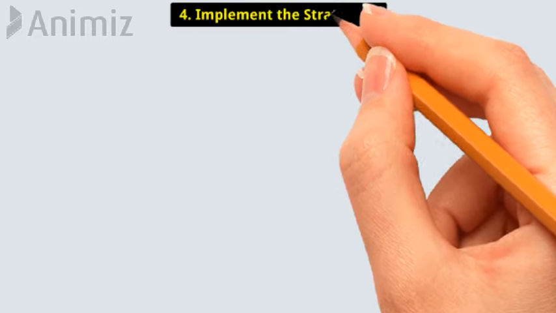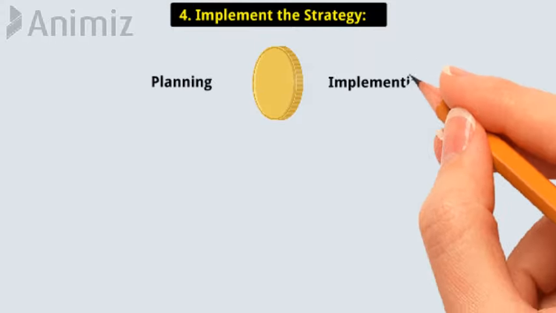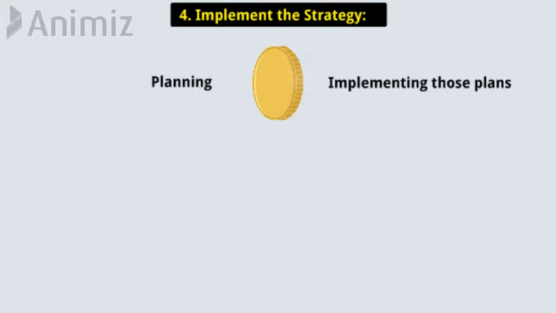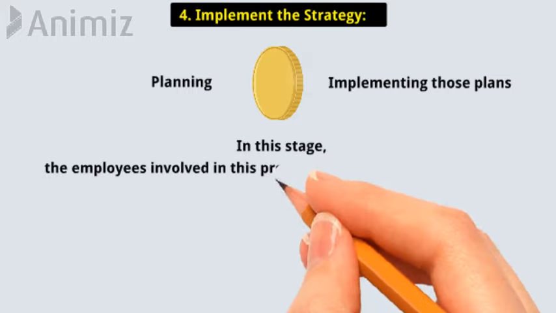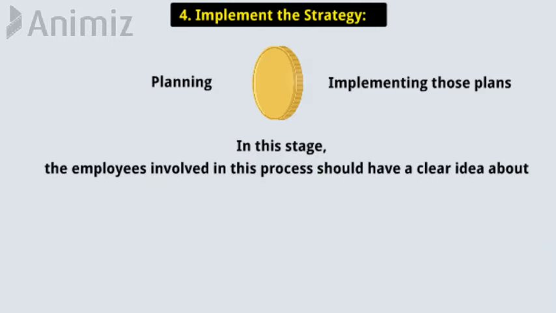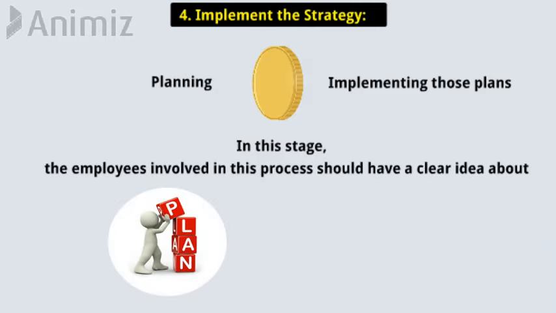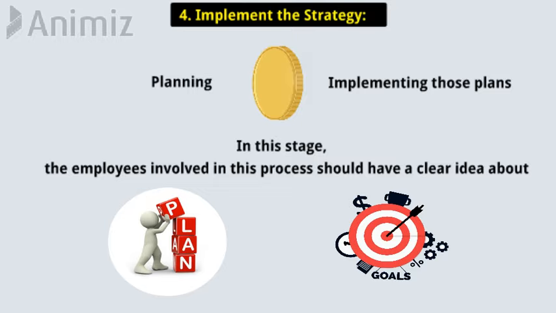4. Implement the strategy. If the planning is one side of the coin, then implementing those plans is the other side of the coin. In this stage, the employees involved in this process should have a clear idea of the plan and organizational goals to be implemented with perfection.